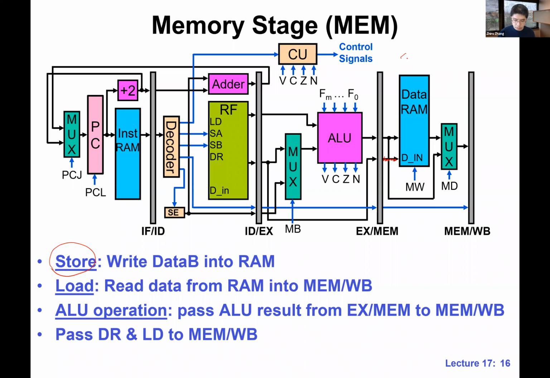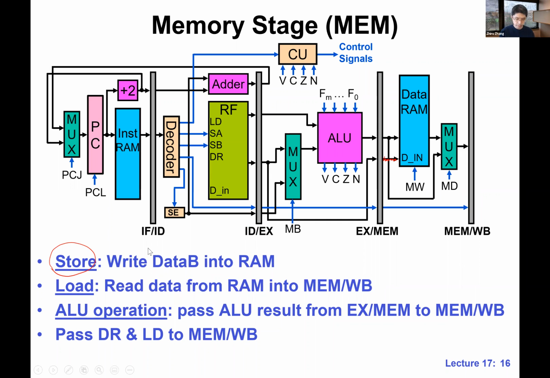When we are doing a store, what is MW? 0, 1, 1, very good. MD, what is MD? This guy, very good. We don't care, right? Because we are not writing back to the register file. Okay, this is when we do store, we have X. This is also something that you guys need to be familiar with for Prim2. I may ask you guys about the control word. All right, so this is store.